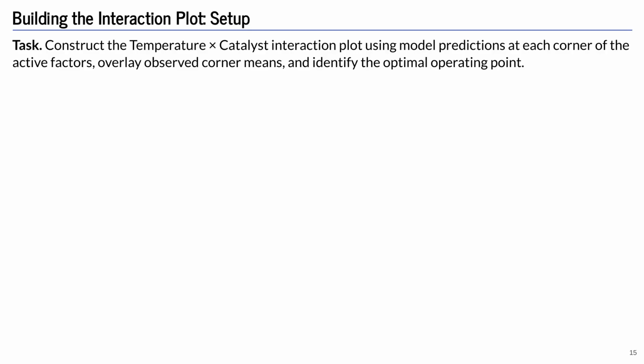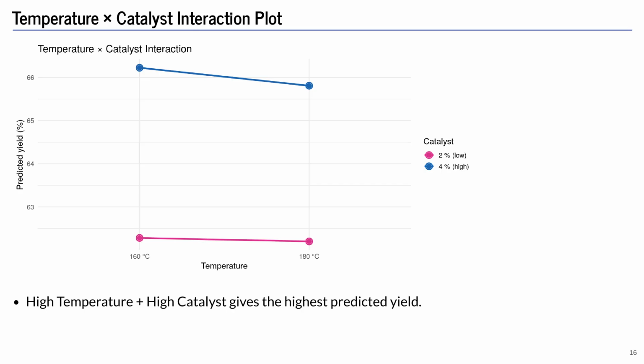We now build the temperature by catalyst interaction plot for the yield experiment. We use the model predictions at each of the four corners defined by the two active factors, and we overlay the observed corner means to check how well the model tracks the data. The interaction plot tells a clear story. The two lines are not parallel. Catalyst concentration amplifies the effect of temperature.